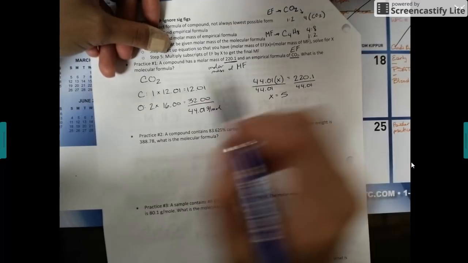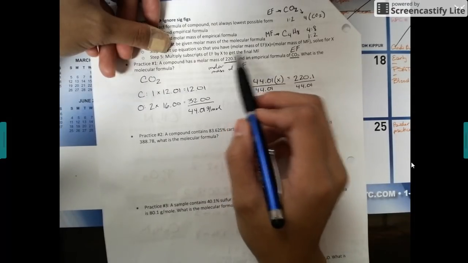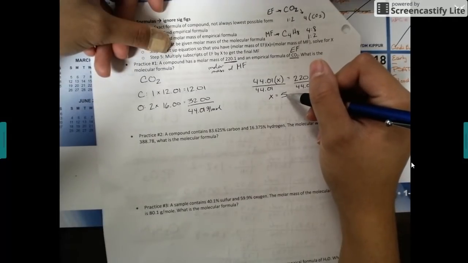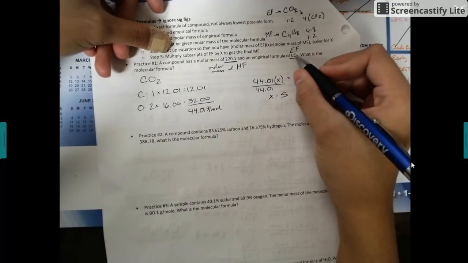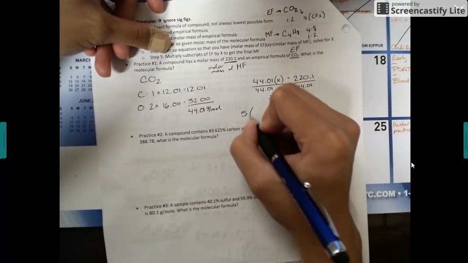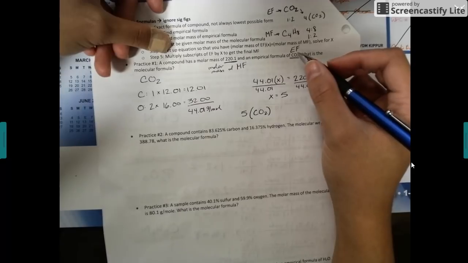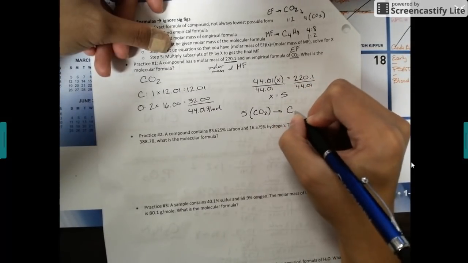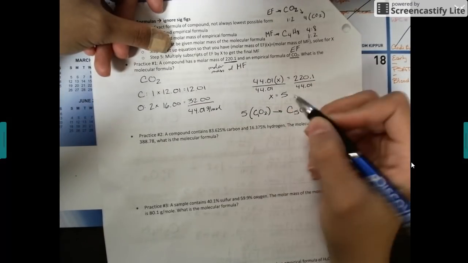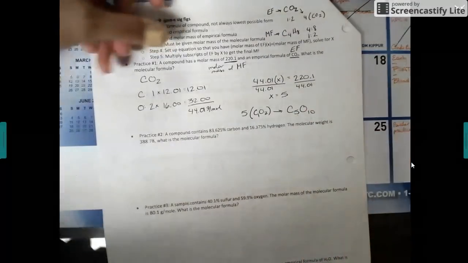Okay, now that I've solved for X, it says step 5, multiply subscripts of the EF of the empirical formula by X to get the final molecular formula. So what this 5 tells me is that my molecular compound is actually 5 times bigger than the empirical formula. So multiply subscripts of EF. So I'm going to take CO2 and times it by 5, basically, because the molecular is 5 times bigger than the empirical formula. So this becomes C5O10 because C, there's 1 of them. If I'm distributing, though, the 5 times 1 gives me C5. The 2 times 5 gives me 10. All right, so that's how you do the first one.